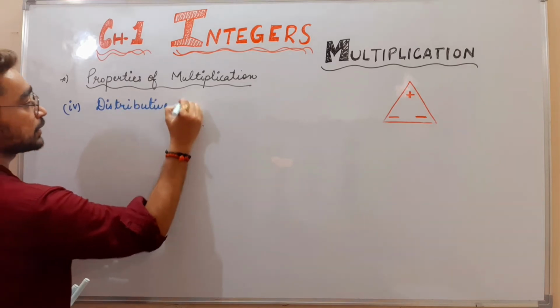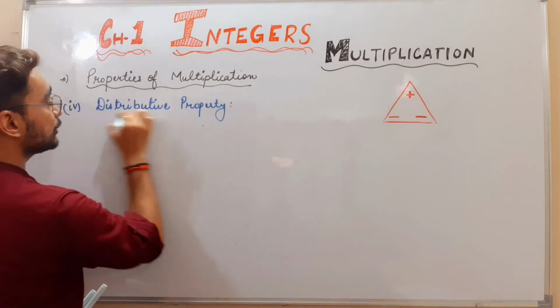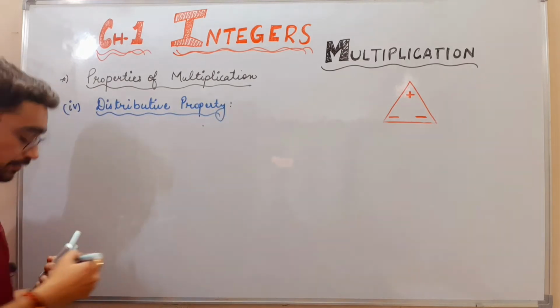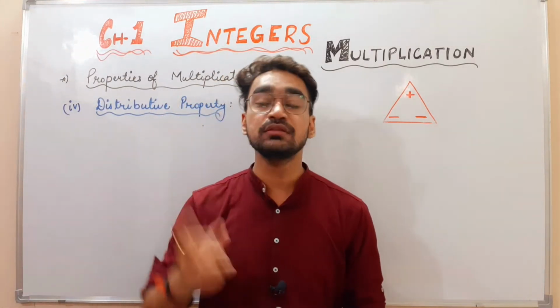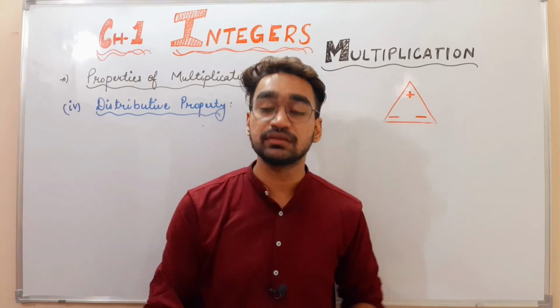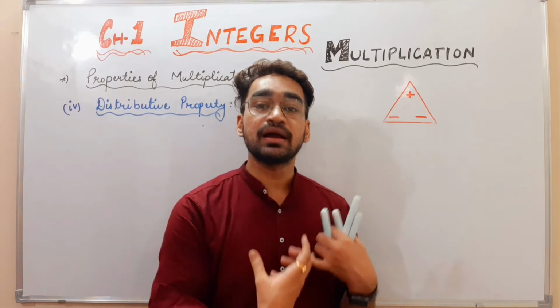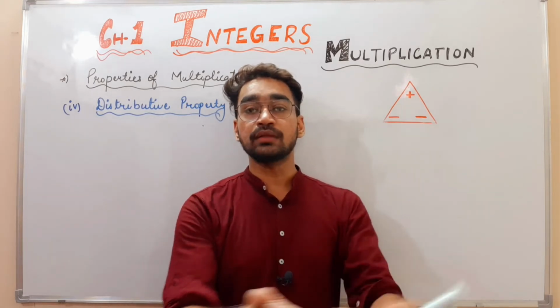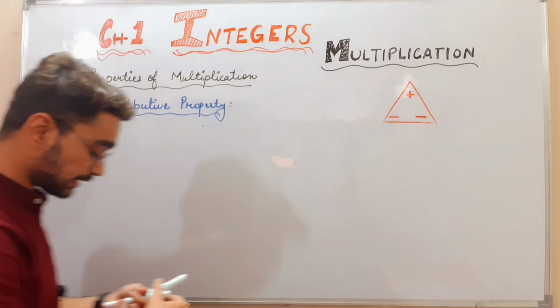Distributive property. What does this distributive property say? First of all, I want to ask you the meaning of the word distribute itself. Distribute means what? If I have 5 chocolates with me and I say please distribute them among the children, what does it mean? I am giving my toffees or my chocolates to others, right? I am giving them to them. So the distributive property is saying something like that.